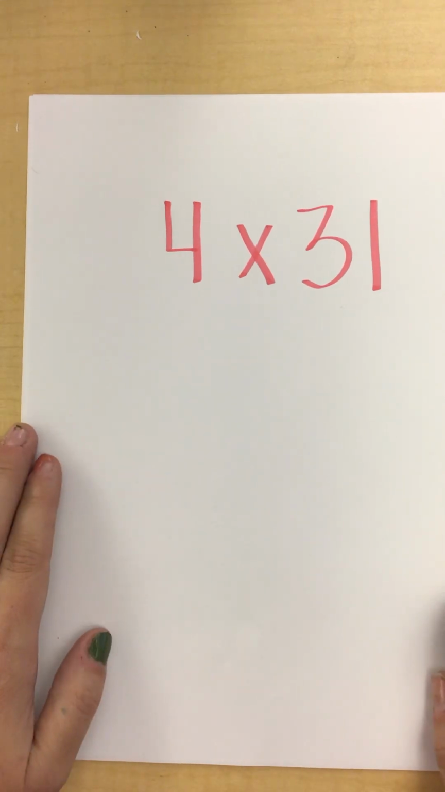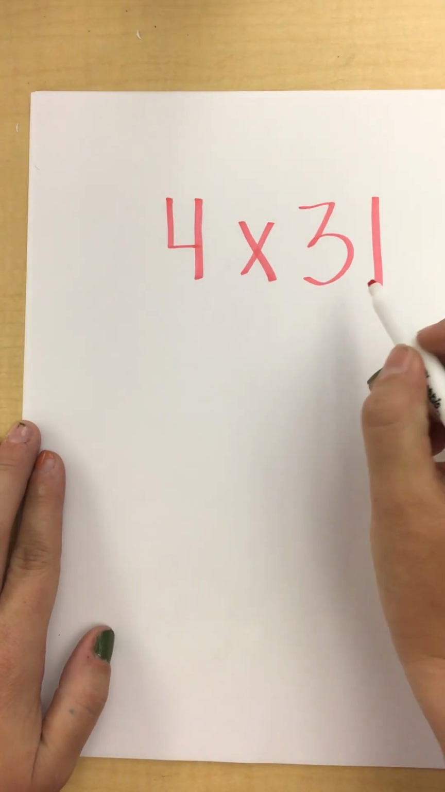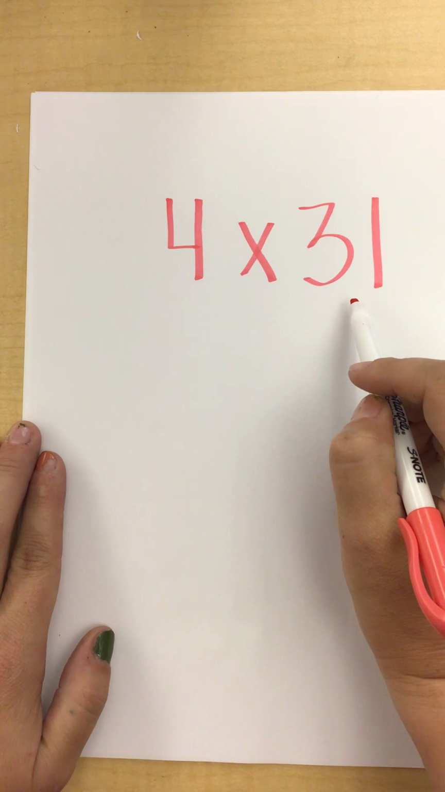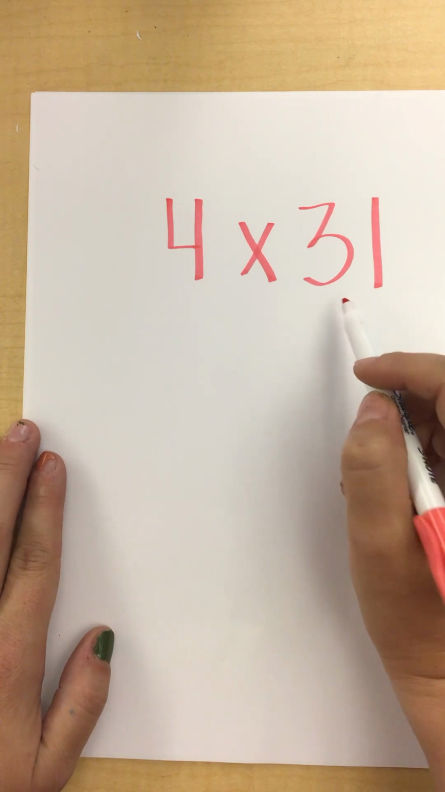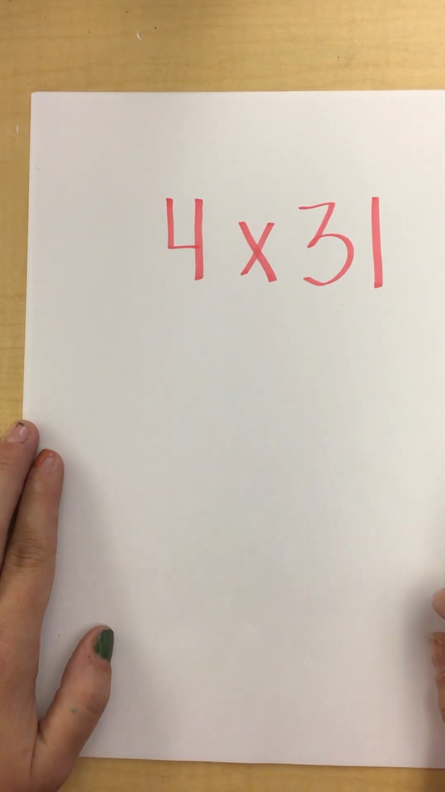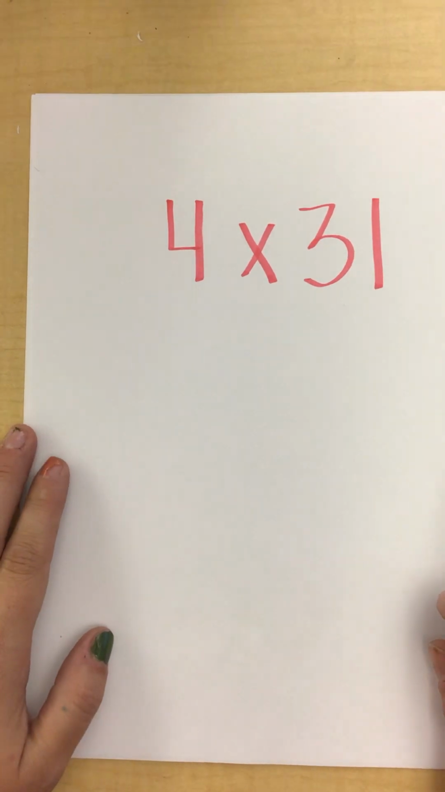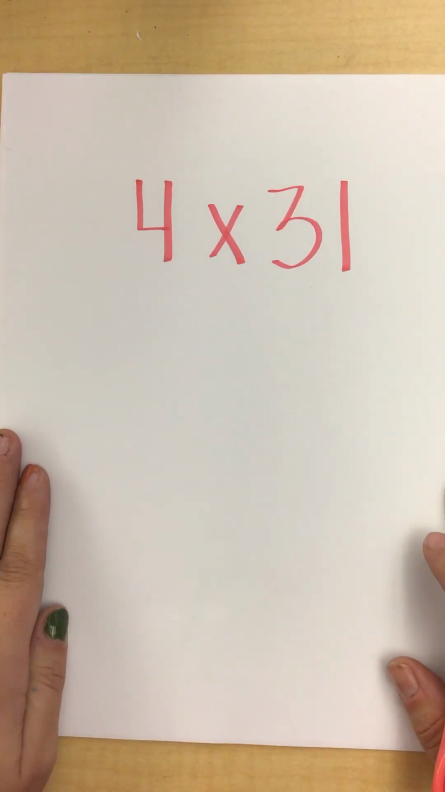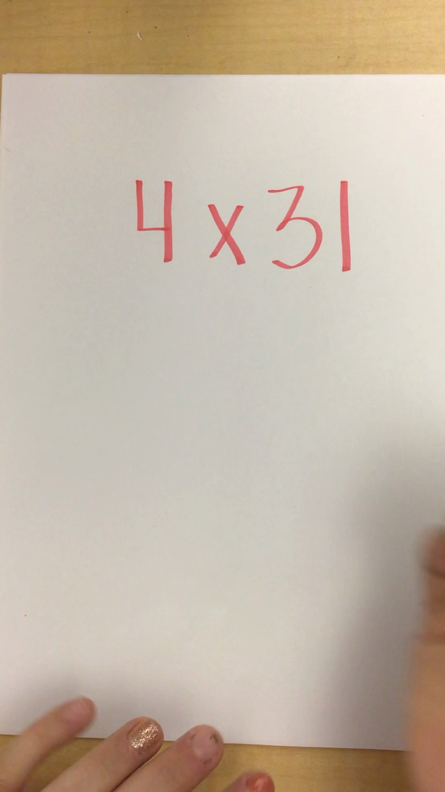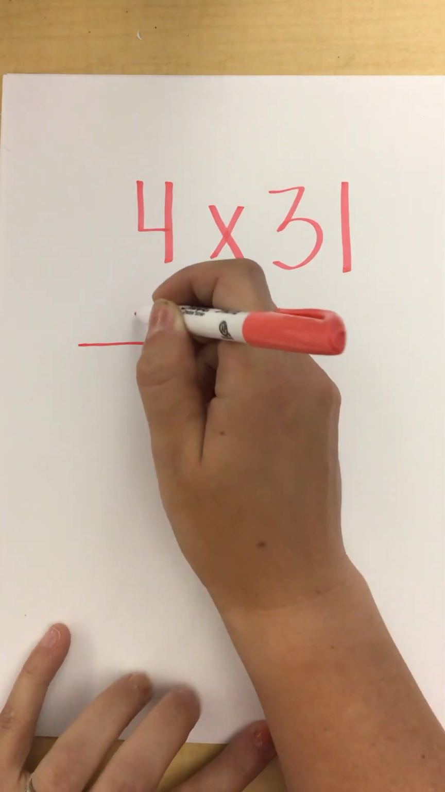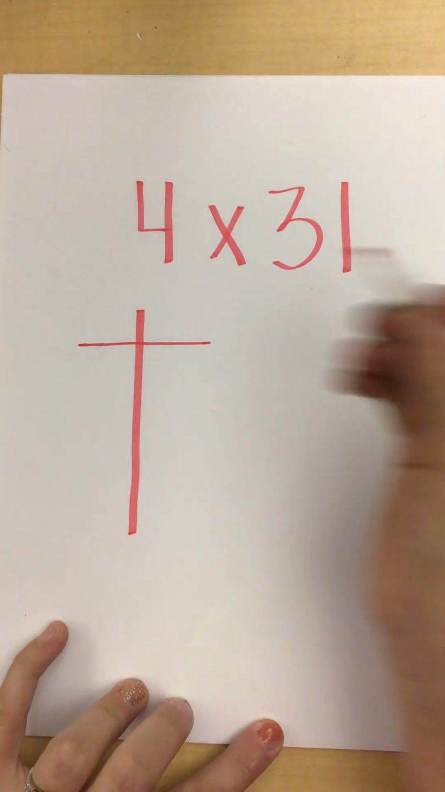Alright guys, so today we're going to break apart numbers with multiplication like we have been doing, but we're going to focus really hard on the distributive property. So the first thing you're going to do when you see a number like this, 4 times 31, is we're going to break that apart into tens and ones.